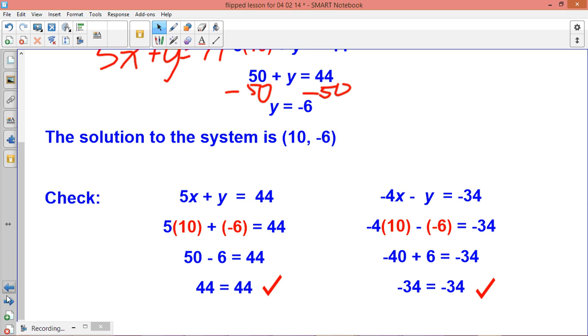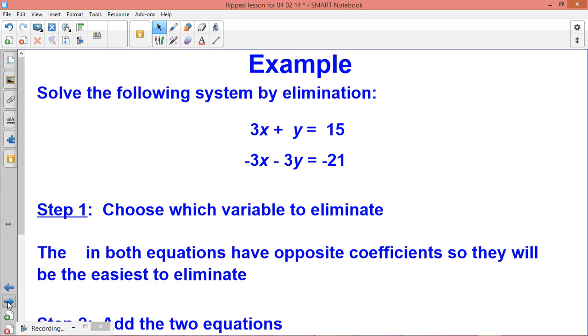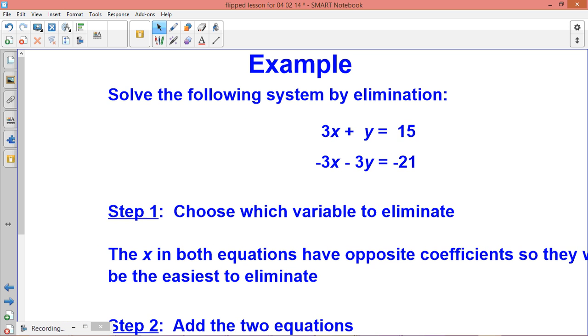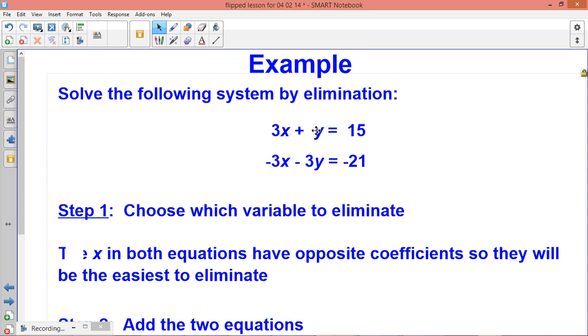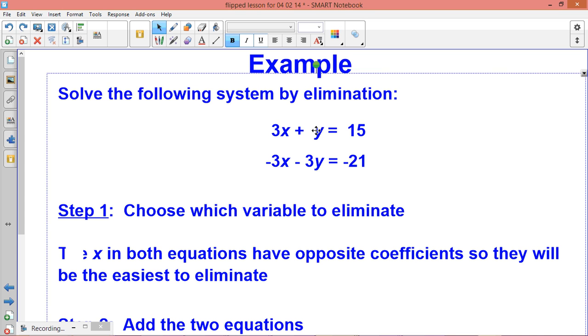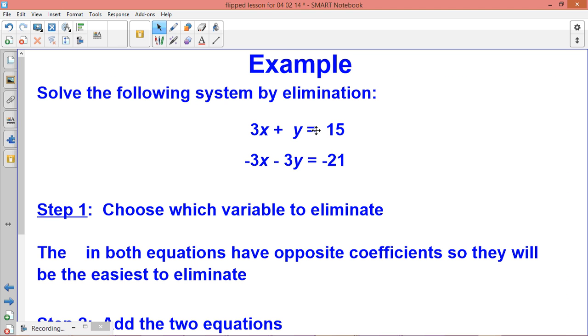Now I am done. But clearly, that was a little bit tough, so some of us need a couple more examples. So let's do another one. First, we have this system of equations. I've got 3x plus y equals 15, and negative 3x minus 3y equals negative 21.